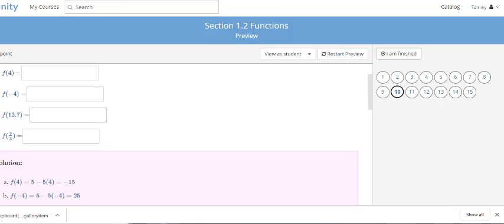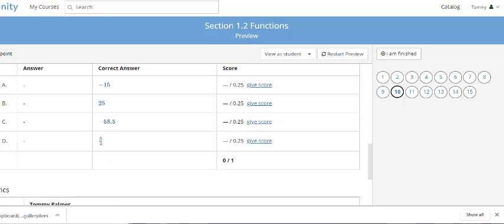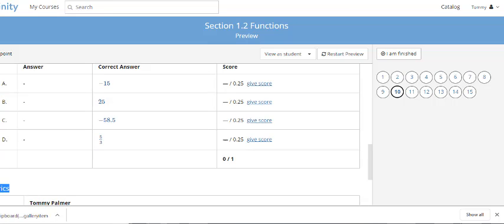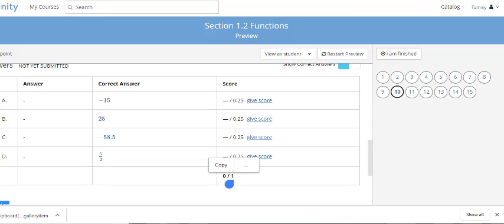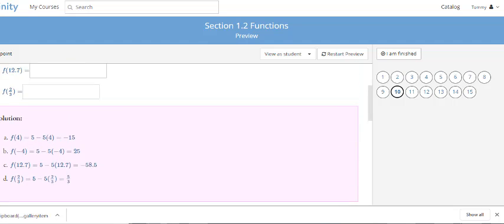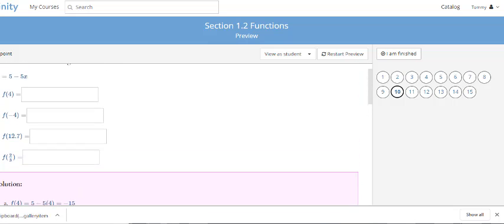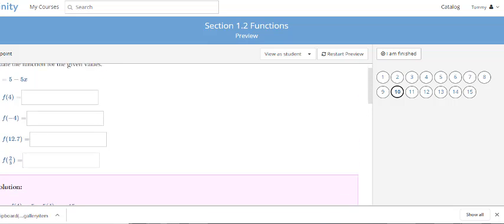They don't want you to put it in as a decimal unless it's a terminating decimal. If it's a terminating decimal, great, put it in. But if it doesn't terminate, they want you to put it in as a fraction. So you can do that. All right.